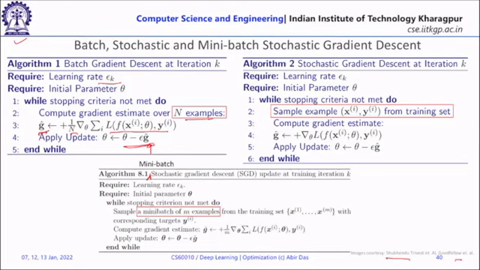In stochastic gradient descent, just this line is different. Everything else is the same, like the learning rate. You just sample one example and compute on it, with no summation, and then similarly apply the update.